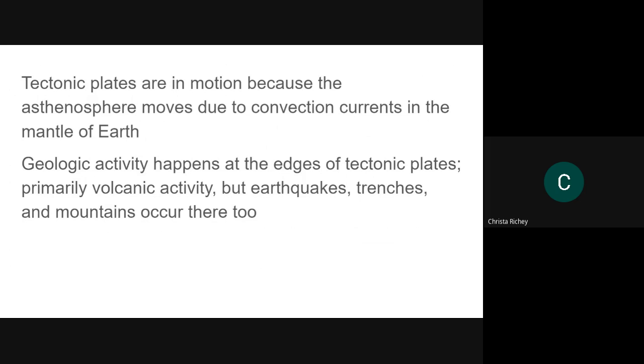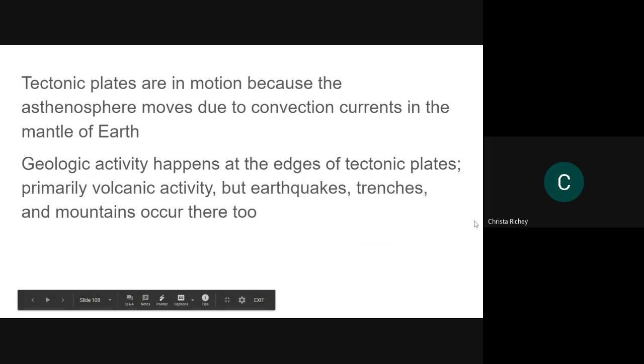But like I said, the big thing that happens at the edges of these plates, particularly oceanic and continental, is you have lots of volcanic activity.